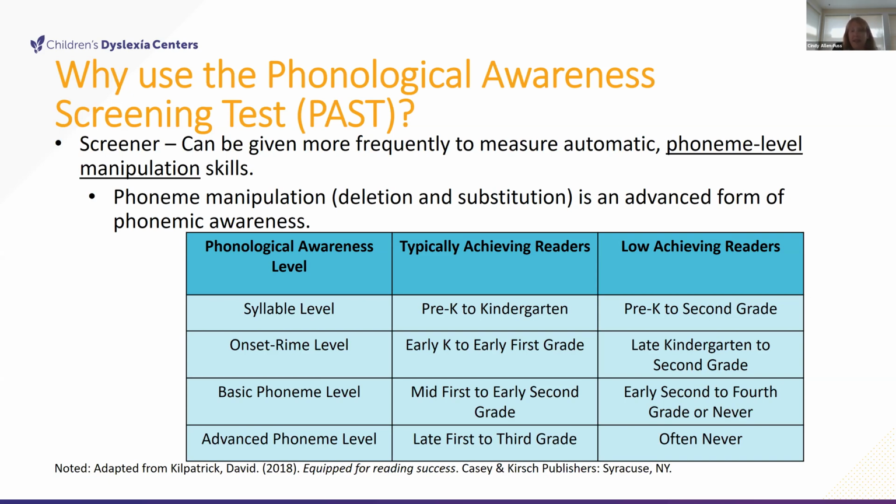But that would really be segmentation and blending. So if we really want to see if a child has phonemic awareness skills, we want to check their advanced phonemic awareness. And that's why David Kilpatrick only includes those skills in his screener. He doesn't work with the lower level skills because he wants to figure out quickly, without having the child go through a lot of testing, whether or not they are automatic with the advanced phoneme levels.